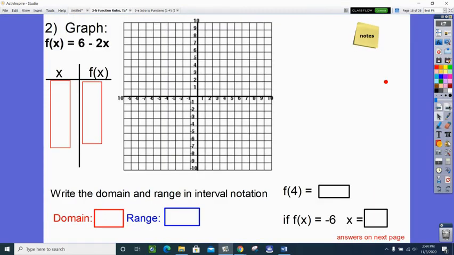Okay, so how about if we try this one? And again, I want you to try it yourself. I know on Edpuzzle, it's kind of hard to have a question, so I want you to pause it, and I want you to create a table. I want you to graph it, and this time I also want you to give the domain and range. And when you come back, before I show you the answers, I'm going to talk about these two questions.